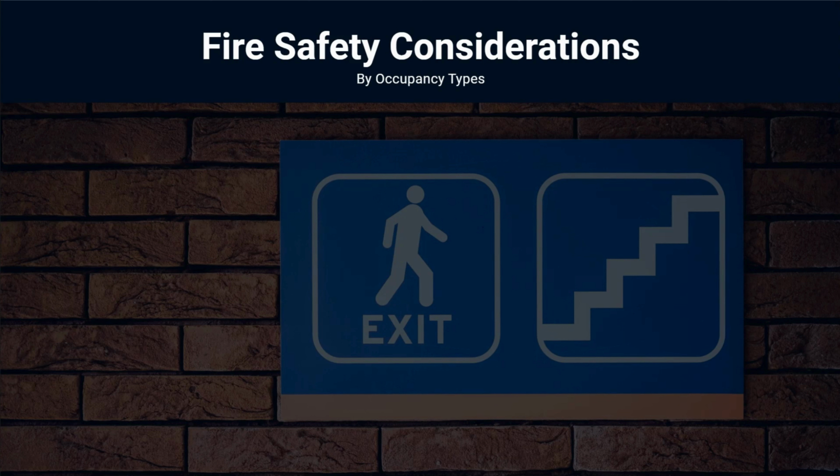For instance, residential buildings may require measures such as smoke detectors and fire escape plans, while industrial facilities might need fire-resistant construction materials and sprinkler systems. By tailoring fire safety strategies to the unique characteristics of each building, the risk of fires and the potential damage they can cause can be minimized. Let's look at these requirements based on occupancy types.